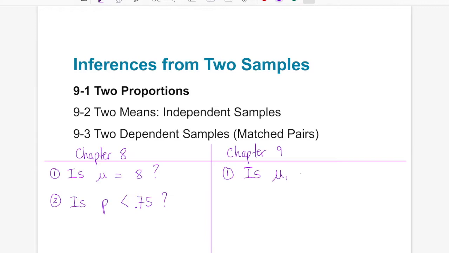Is mu1 equal to mu2? Or is p1 greater than p2? So instead of comparing the parameters with a number, we are comparing two different parameters from two different populations.